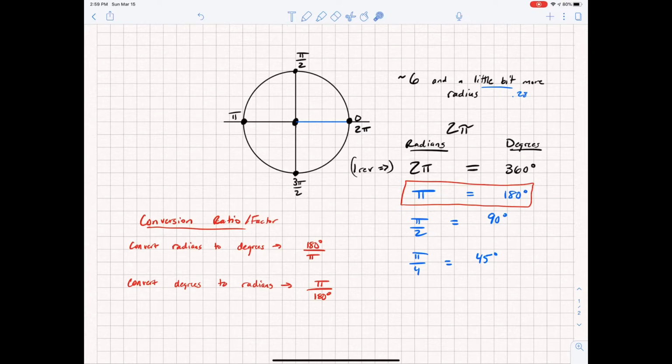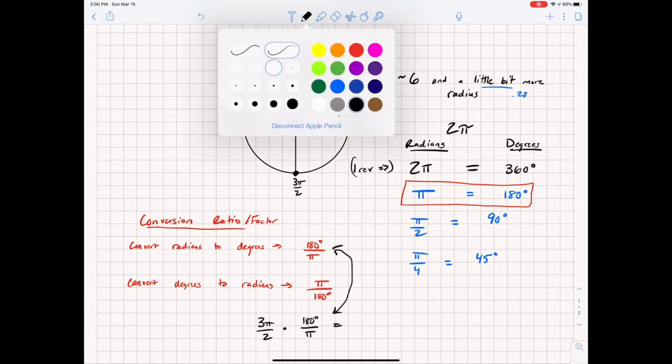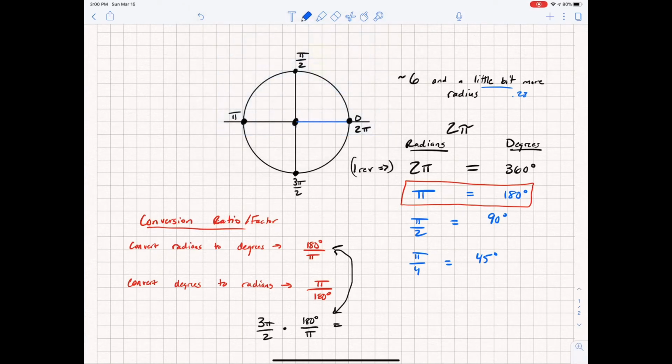So like I said before, if I want to figure out what is 3 pi over 2 in terms of degrees, I can take 3 pi over 2 and multiply it by 180 over pi, because this is the direction that I want to travel. And I'm just going to follow my normal multiplication rules. One thing I can do at the very beginning is say, okay, pi's will cancel because I have 1 here up top, 1 here on the bottom. And then I'm just going to multiply straight across.